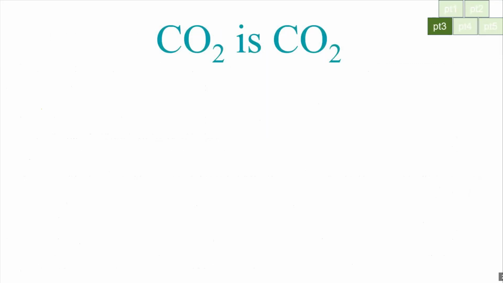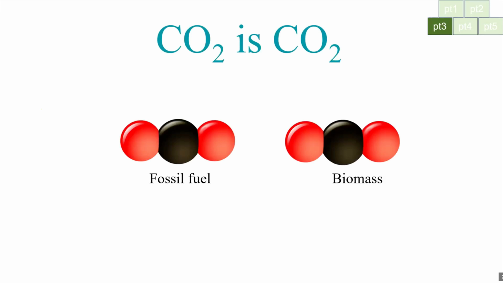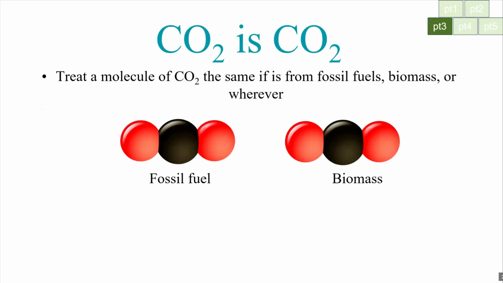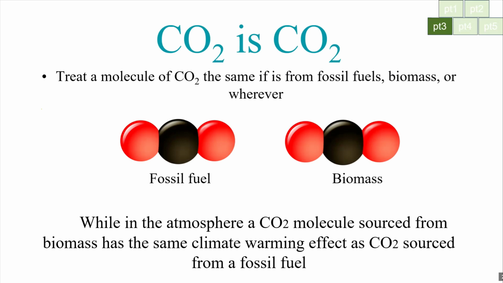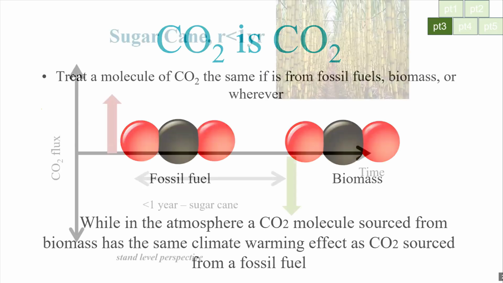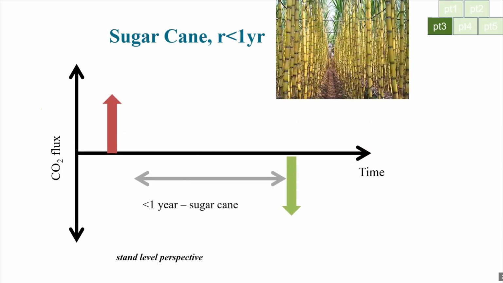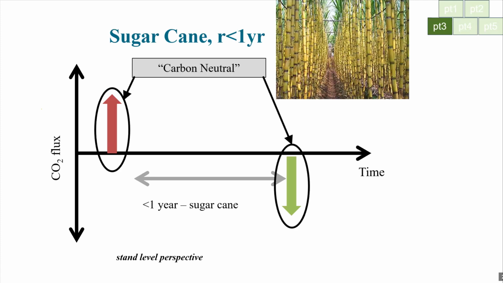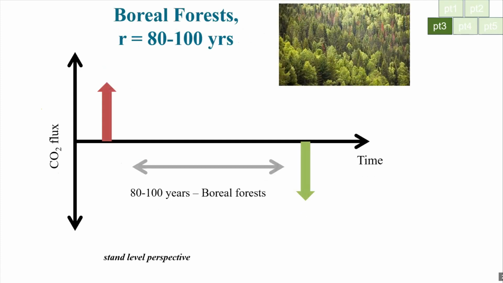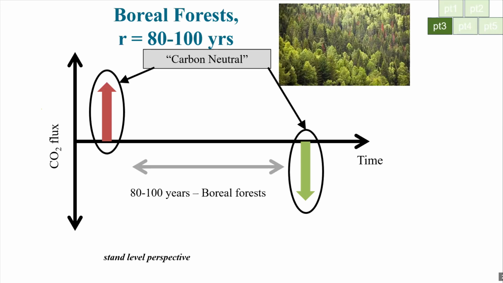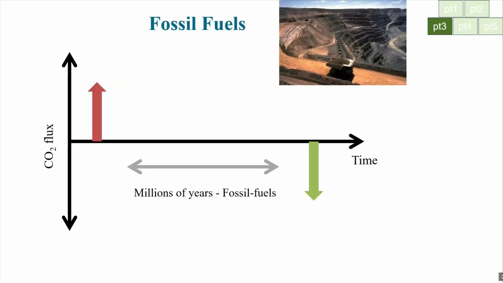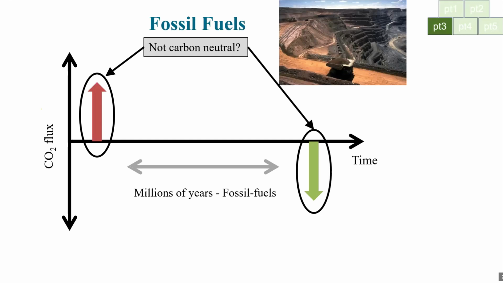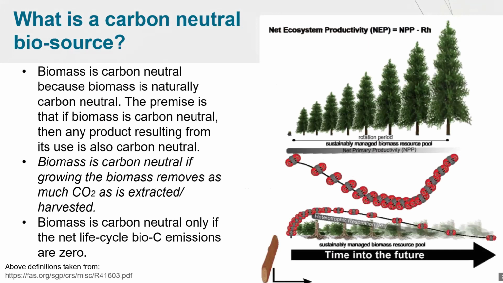So what is this GWP bio? Well, let's just start with what we know. CO2, whether it's from fossil fuel or biomass, when it's in the atmosphere, it doesn't really matter. It's still going to have a similar warming effect, right? The atmosphere doesn't really care where it's from. And so when we think of something like sugarcane, we say, well, that grows back in less than a year, so it's carbon neutral. We can say the same thing about boreal forests. It grows back over a certain rotation period, so it can also potentially be defined as carbon neutral. What about fossil fuels? Not necessarily so, because it takes potentially millions of years, so we say that's not carbon neutral.